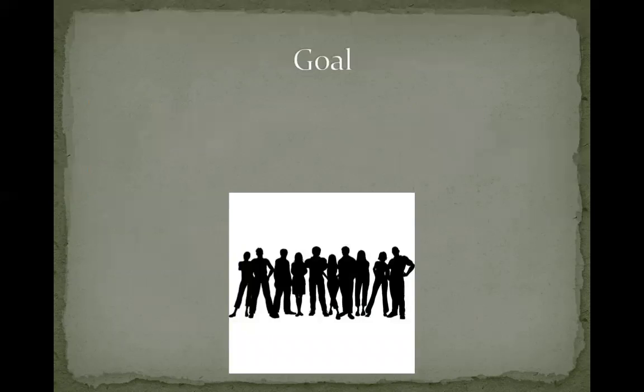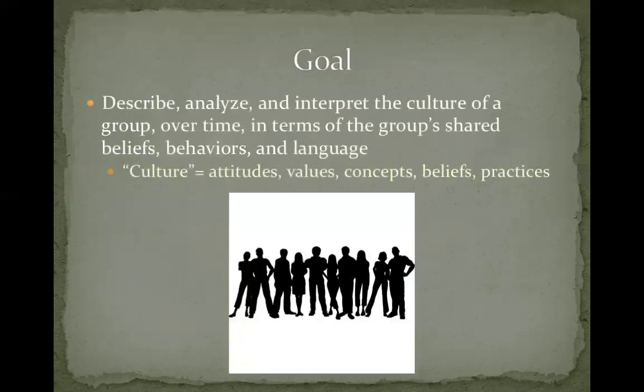The goal of ethnographic research and how it differs. The goal is to describe, analyze, and interpret the culture of a group over time in terms of the group's shared beliefs, behaviors, and language. Culture was defined as a set of attitudes, values, concepts, beliefs, and practices shared by members of a group. As a researcher using this type of method, you would want to keep culture in your mind at all times.